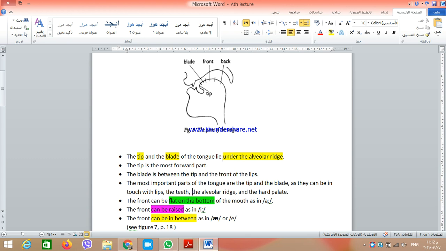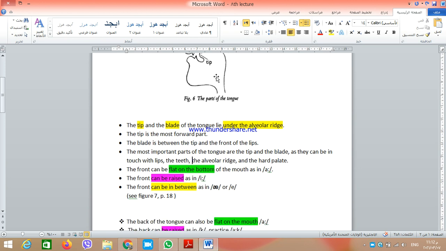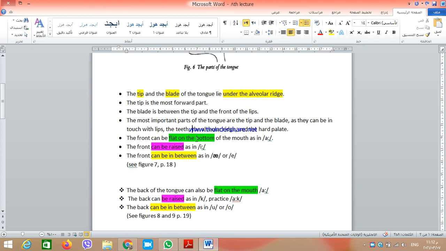Okay? Now, the front of the tongue can be flat on the bottom of the mouth. That is, it is lowered inside the mouth. And this is very clear. The position of the front of the tongue, when it is flat on the bottom of the mouth, is very clear in the pronunciation of ah. The tongue is lowered, the mouth is open. Okay? So this is a position that is called flat.